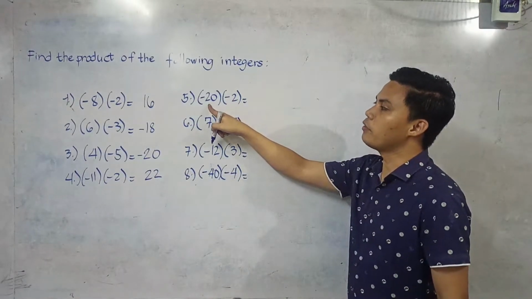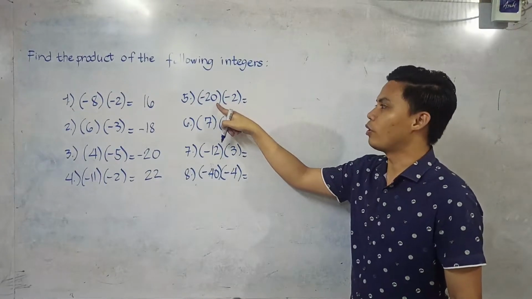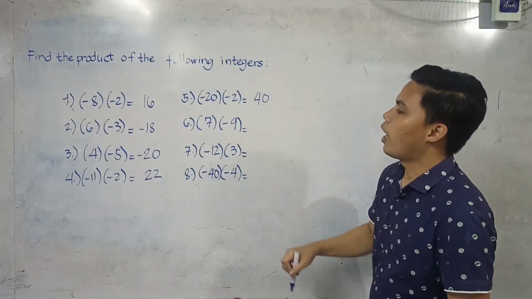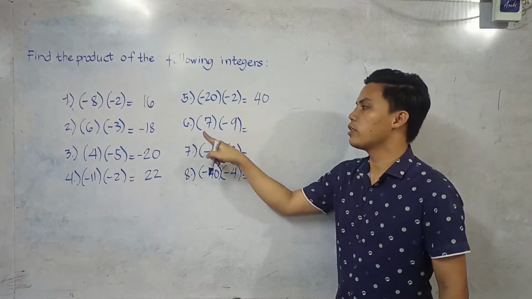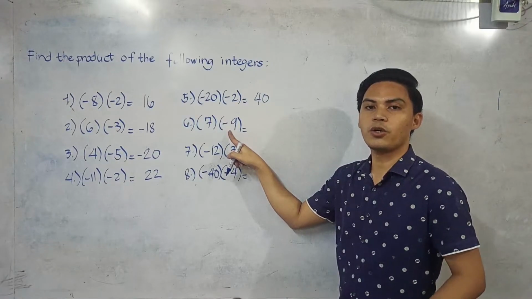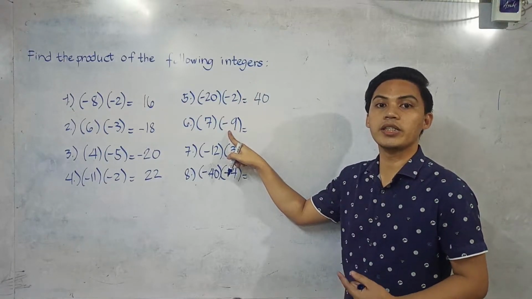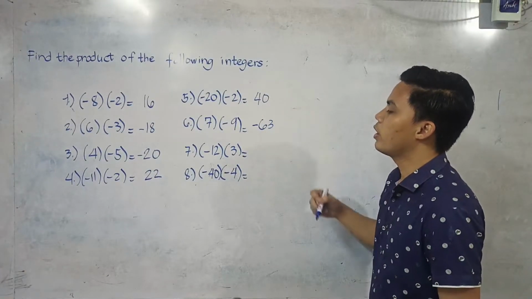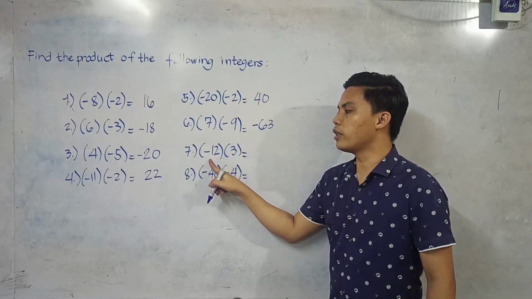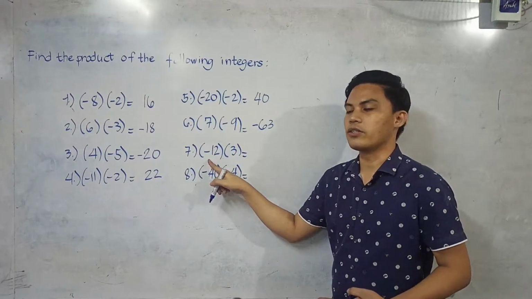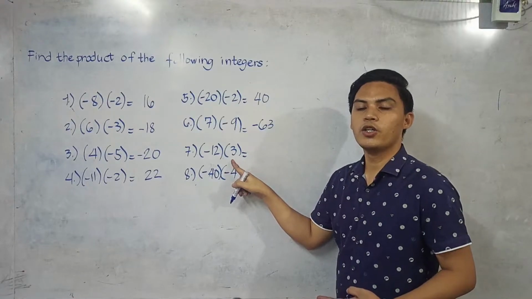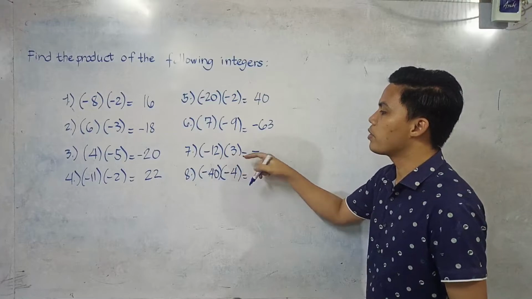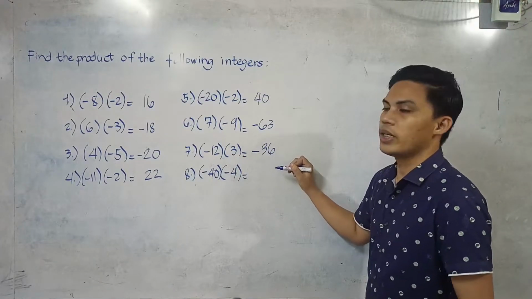Okay, how about negative 20 times negative 2? So like signs, the answer is positive 40. Then 7 times negative 9. So unlike signs, the answer is negative. So we have 7 times 9, negative 63. And negative 12 times 3. So since unlike signs silang dalawa, so yung sagot natin ay magiging negative. So negative, then 12 times 3, you will have 36.